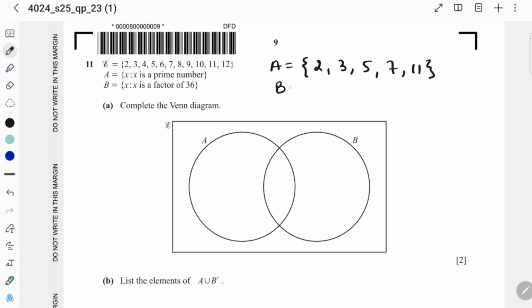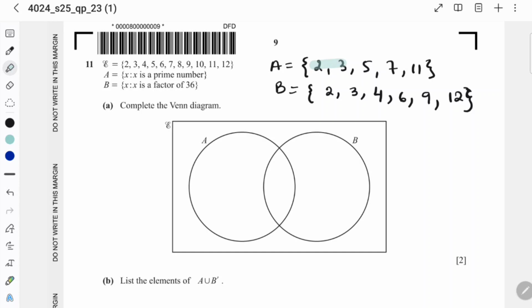Now B is the set of factors of 36. In which times tables does 36 come? It comes in 2, 3, 4, 6, and 9 times 4 is 36, and 12 times 3 is also 36. We cannot go further, because we can only choose values from the universal set. Now we are just looking at what is common, and then we write it in the middle part.